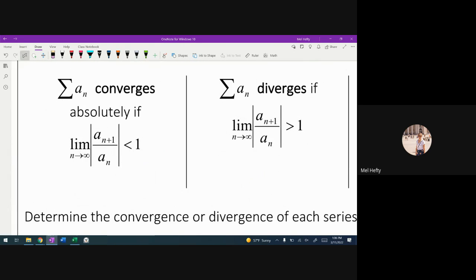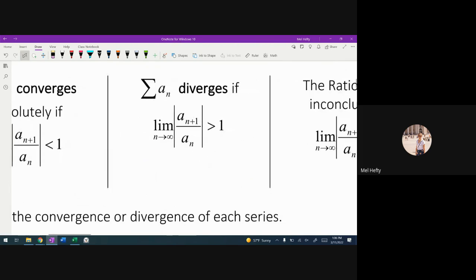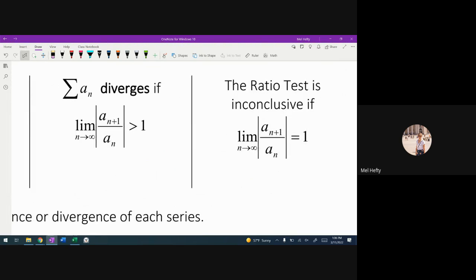Here, since we want the terms to be getting smaller, we want that n plus 1 term, when we divide it by the nth term, to be smaller than 1. So if we get less than 1, we converge, greater than 1, we diverge, equals 1, our test fails. We know nothing, we have wasted our time. So I'm going to show you one today of kind of what you would want to avoid using this test on. You'll see what we mean by that.